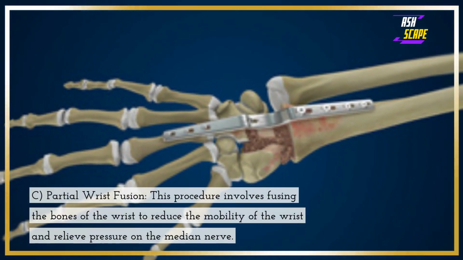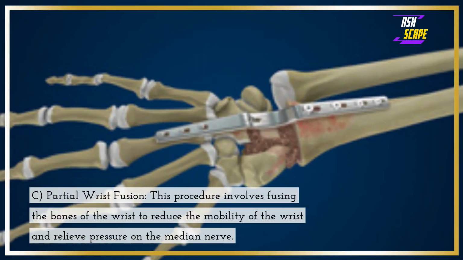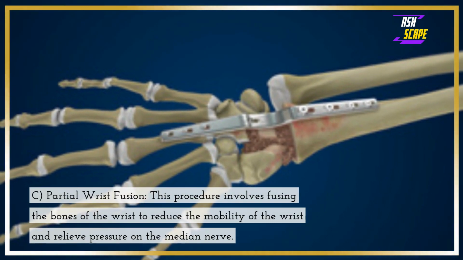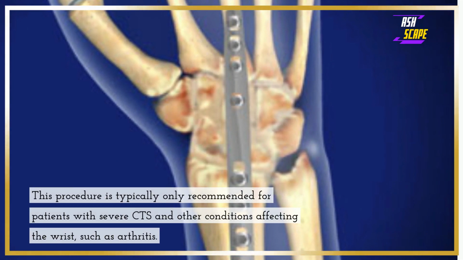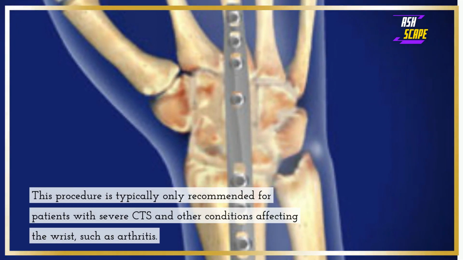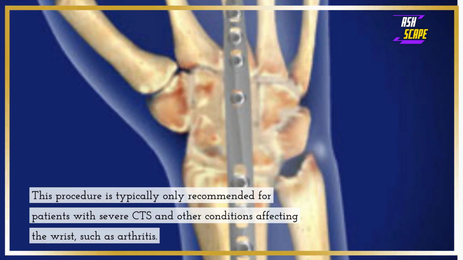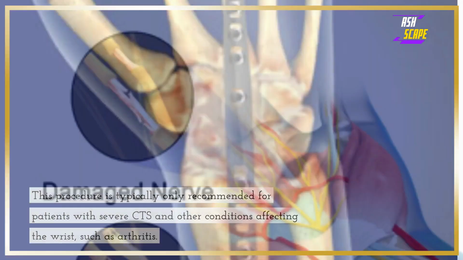C. Partial wrist fusion. This procedure involves fusing the bones of the wrist to reduce the mobility of the wrist and relieve pressure on the median nerve. This procedure is typically only recommended for patients with severe CTS and other conditions affecting the wrist, such as arthritis.